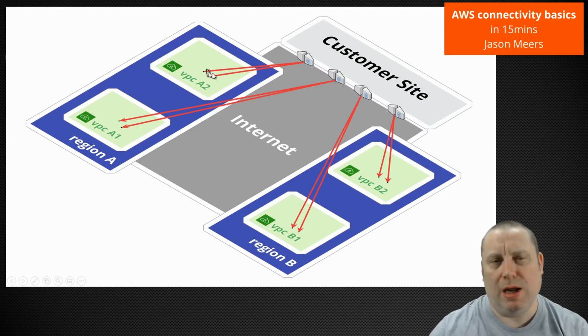The important thing here really are the red lines. It's the connections, not really the device at the back end. So that's how you would do VPNs into 4 VPCs.